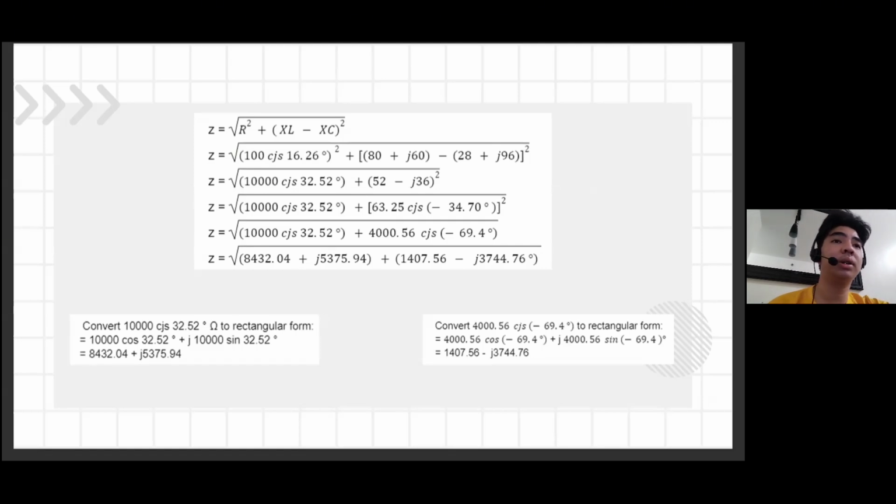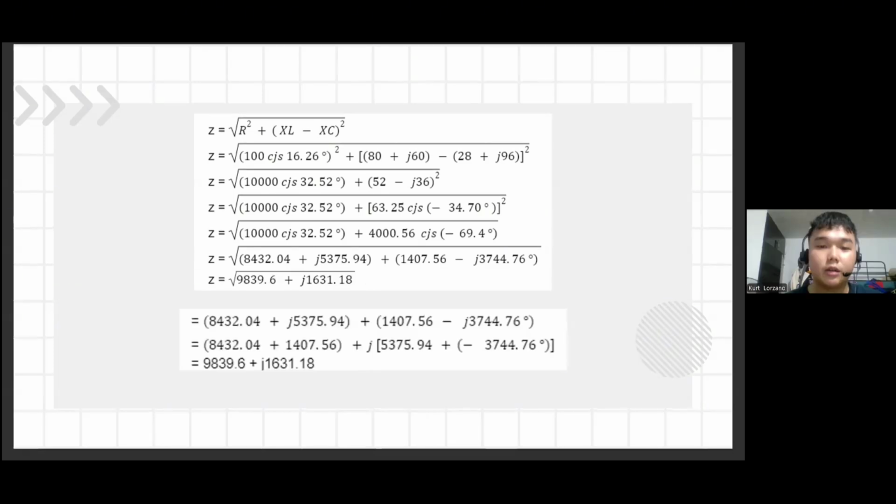To proceed, we need first to convert 10,000 cis 32.52 degrees ohms to rectangular form. To convert that, we'll input in our calculator 10,000 cosine 32.52 degrees plus j 10,000 sine 32.52 degrees, which will give us the answer of 8,432.04 plus j5,375.94. We also need to convert 4,000.56 cis negative 69.4 degrees to rectangular form, which gives us 1,407.56 minus j3,744.76. So we'll get Z equals square root of 8,432.04 plus j5,375.94 plus quantity of 1,407.56 minus j3,744.76.